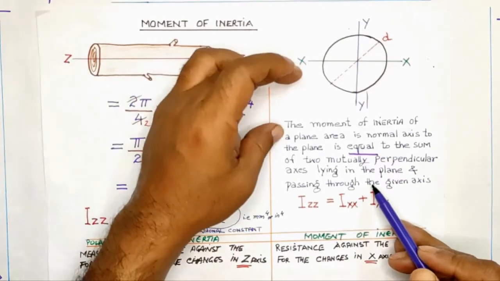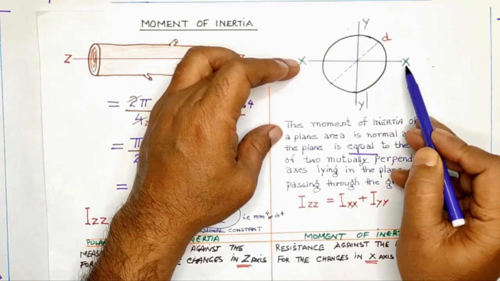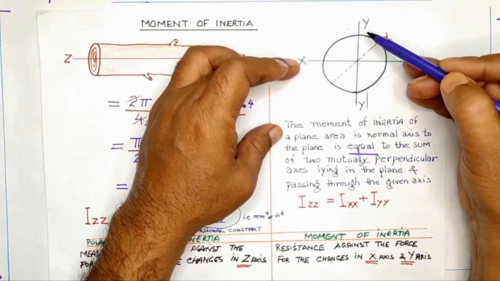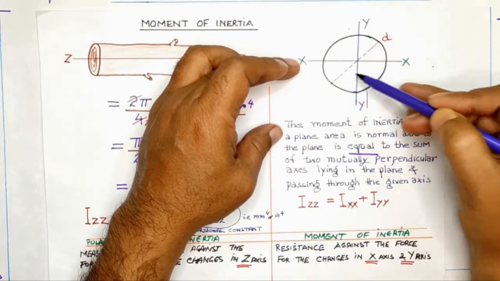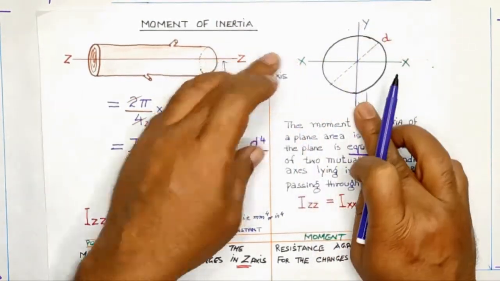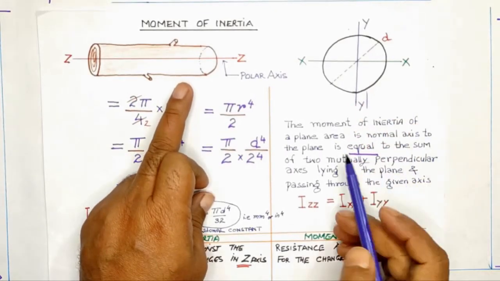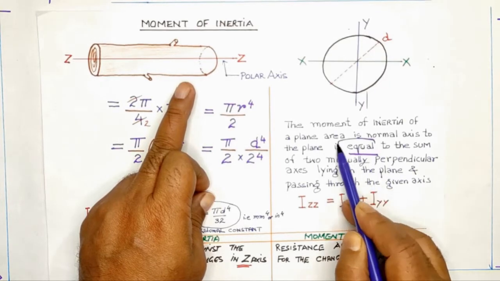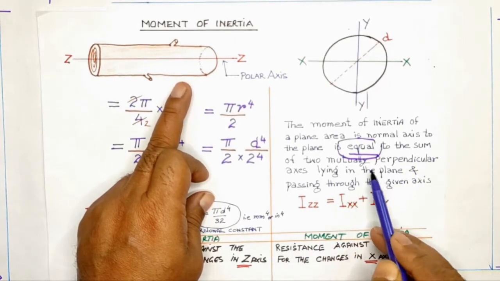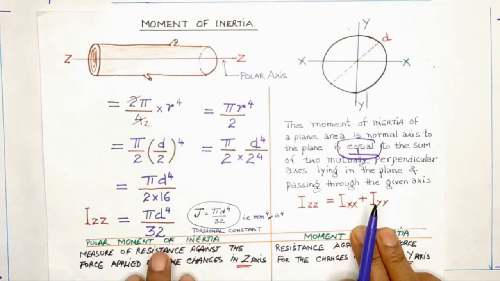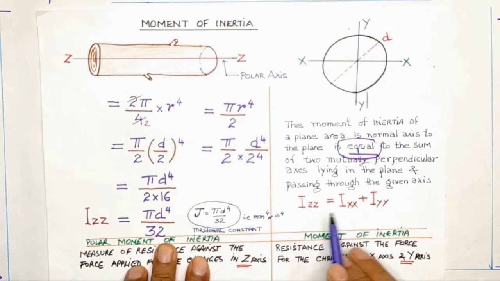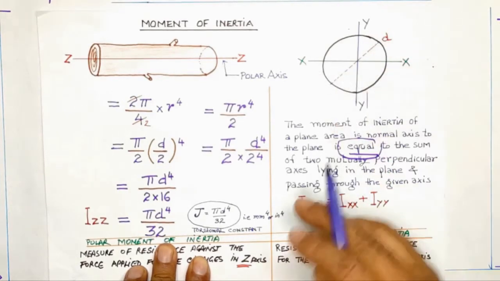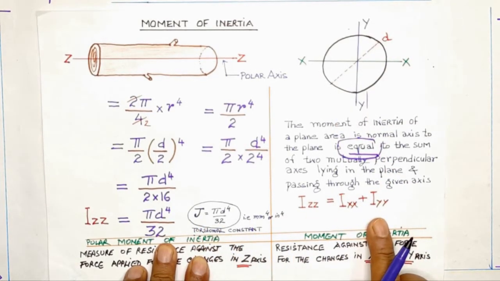That is, you can see this is the x-axis, x one axis, this is y. So they are passing through what? Two mutually perpendicular axes. So this is the sum of two. The moment of inertia of a plane area whose normal axis to the plane is equal to the sum of two mutually perpendicular axes. You can see this IZZ is the sum of two mutually perpendicular axes. So if this is 32, this will become 64.